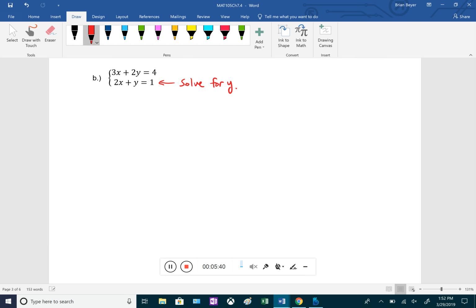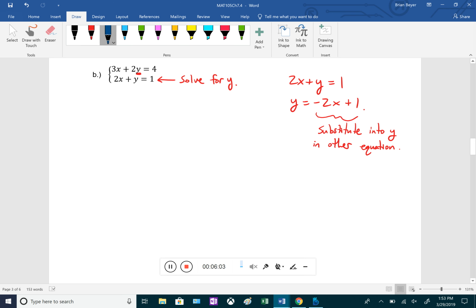So it's 2x plus y equals 1. So to get y by itself, we have to subtract 2x on both sides. That'll give us y equals negative 2x plus 1. We're going to take that and plug into y. We're going to plug in this expression into y in the other equation, which is this y right here. So starting with 3x plus 2y equals 4, and now plugging in that expression for y, 3x plus 2 times negative 2x plus 1 equals 4.